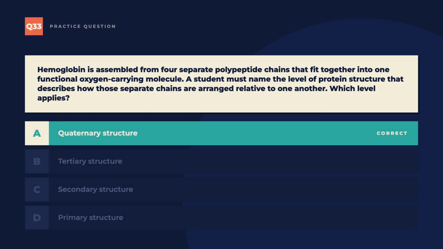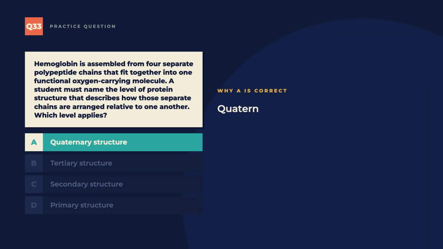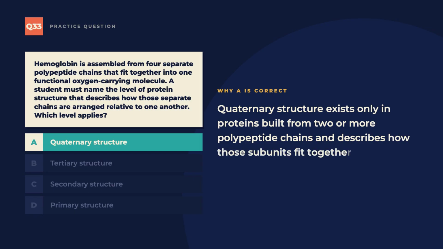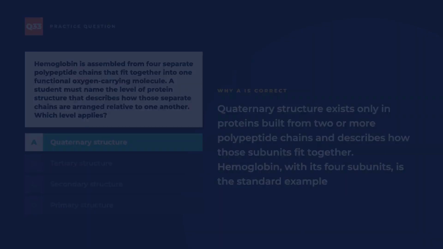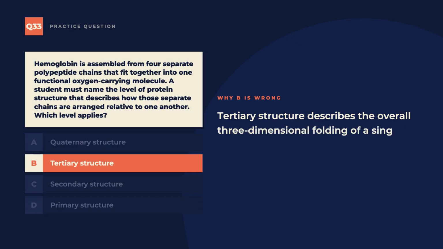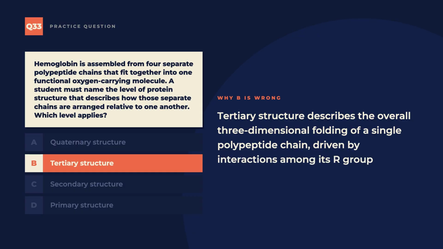The correct answer is A. Quaternary structure. A is correct because quaternary structure exists only in proteins built from 2 or more polypeptide chains and describes how those subunits fit together. Hemoglobin with its 4 subunits is the standard example. B is wrong because tertiary structure describes the overall 3-dimensional folding of a single polypeptide chain driven by interactions among its R groups. It stops at the boundary of one chain.